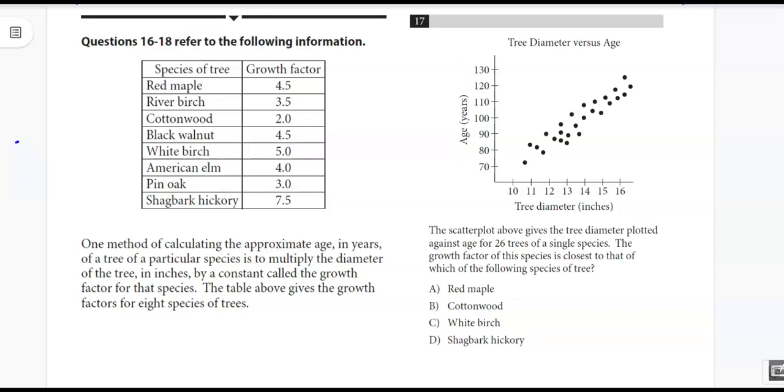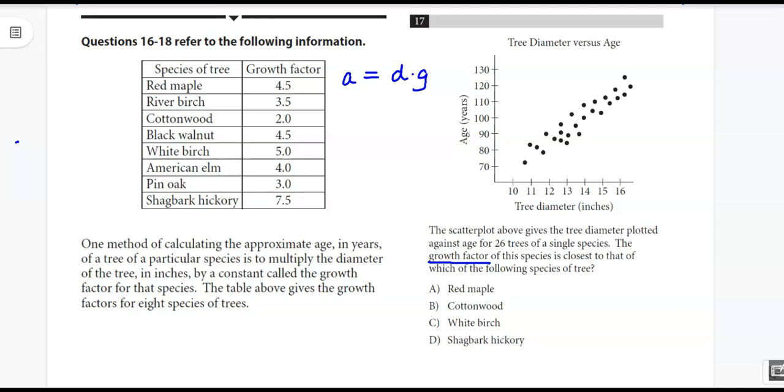So this time we have a scatter plot. So we still have our formula. Let's write that down: age is the diameter times the growth factor. Let's make that a little bit simpler. The scatter plot gives the tree diameter plotted against age for 26 trees of a single species. The growth factor is closest to that of which of the following?